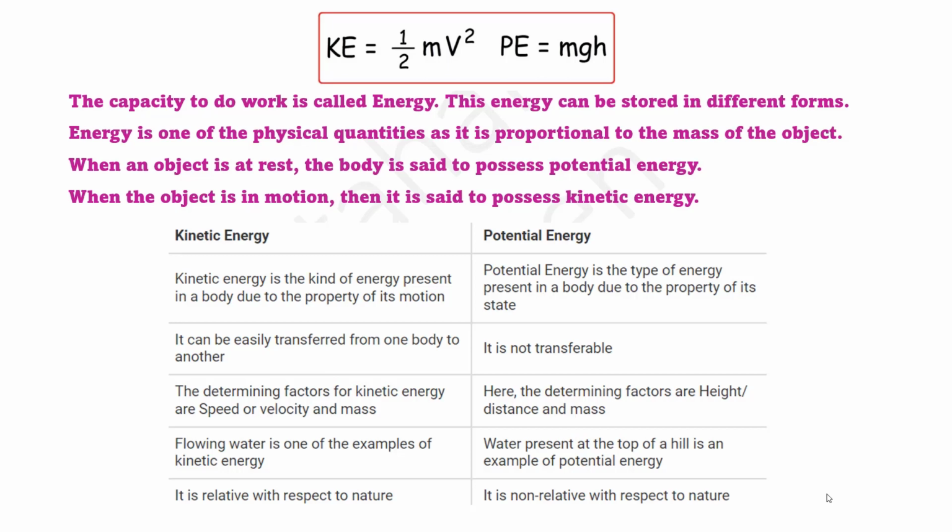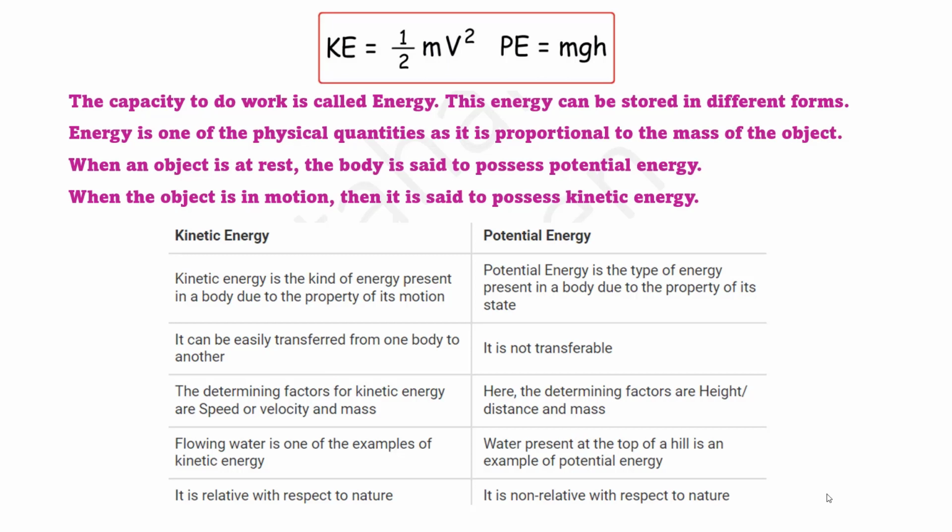And how are they related with mass and velocity and height and all that? Kinetic energy will be equal to half mv square. m is the mass of the body, v is the velocity with which the body is moving. And potential energy is equal to mgh, where m is the mass of the body, g is the acceleration due to gravity, and h is the height of the body.